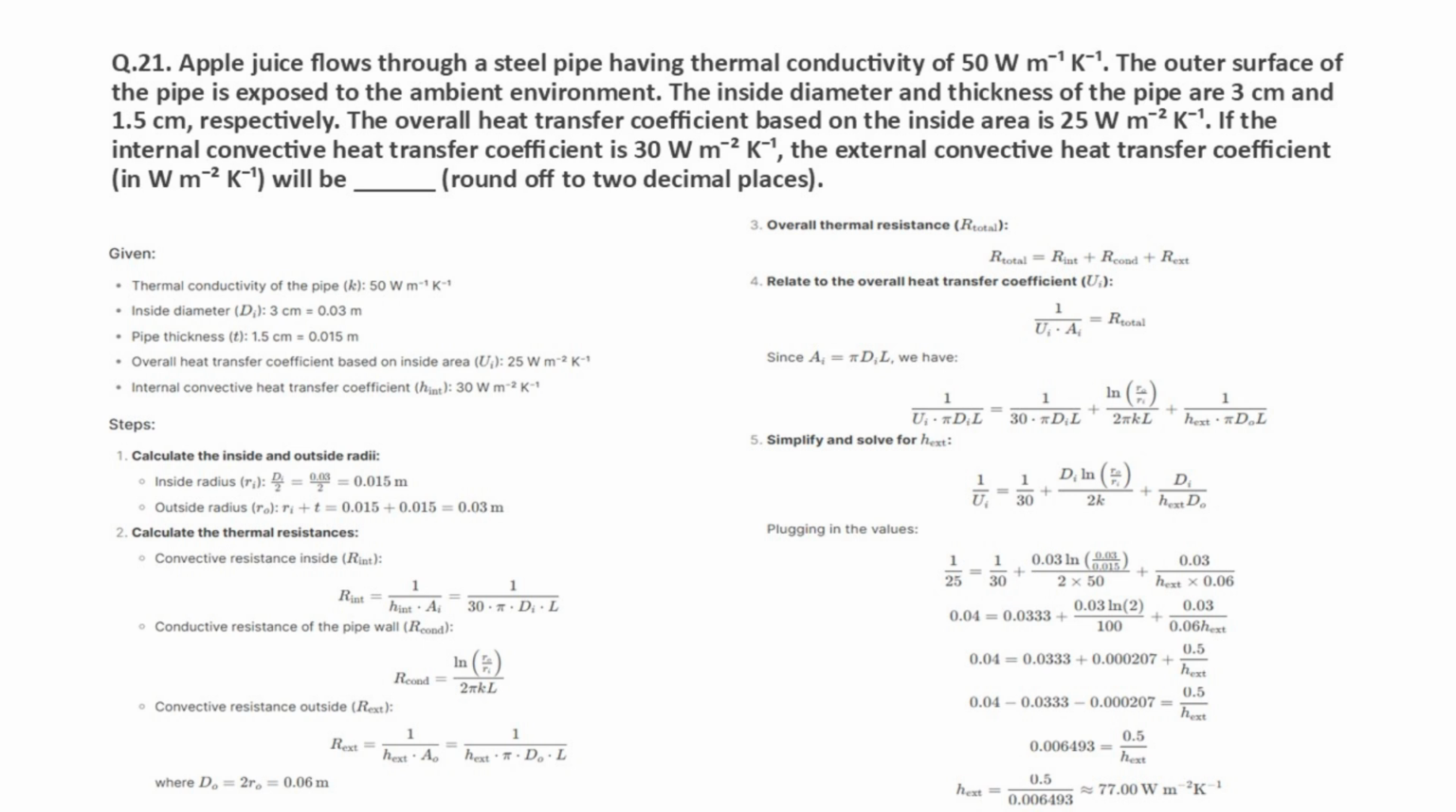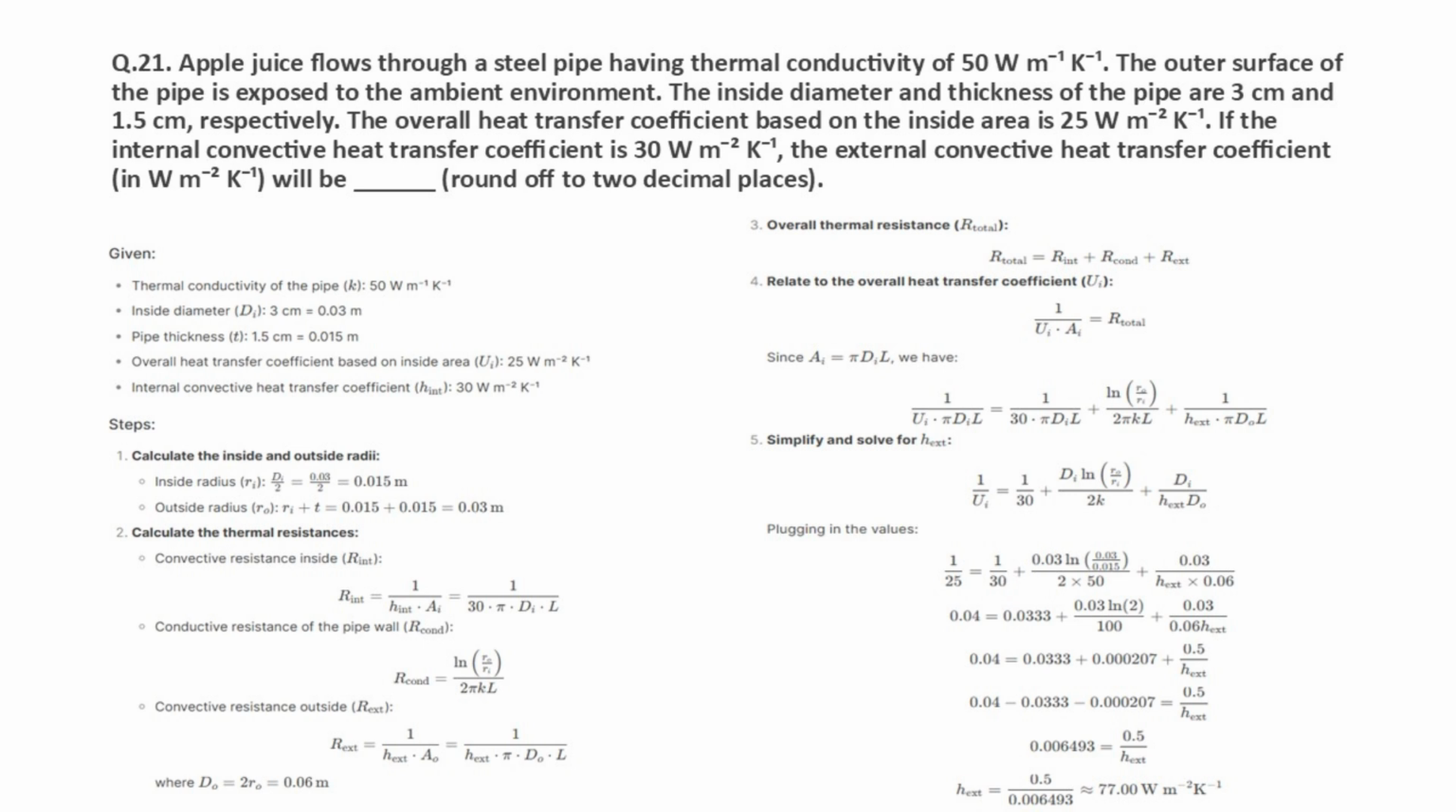To determine the external convective heat transfer coefficient, we use the overall heat transfer resistance equation. The overall heat transfer coefficient based on the inside surface is given as 25 watt per meter square Kelvin, and the internal convective heat transfer coefficient is 30 watt per meter square Kelvin. The steel pipe has an inner diameter of 3 cm and a thickness of 1.5 cm, making the outer diameter 6 cm. The thermal conductivity of the pipe material is 50 watt per meter Kelvin.